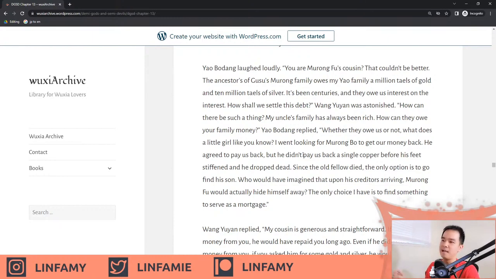Yao Bodang replied, "Whether they owe us or not, what does a little girl like you know? I went looking for Murong Bo to get our money back. He agreed to pay us back, but he didn't pay us back a single copper before his feet stiffened and he dropped dead. Since the old fellow died, the only option is to go find his son. Who would have imagined that upon his creditors arriving, Murong Fu would actually hide himself away? The only choice I have is to find something to serve as a mortgage." Oh, so it looks like this group is not looking for revenge. They're looking for a debt that was owed.